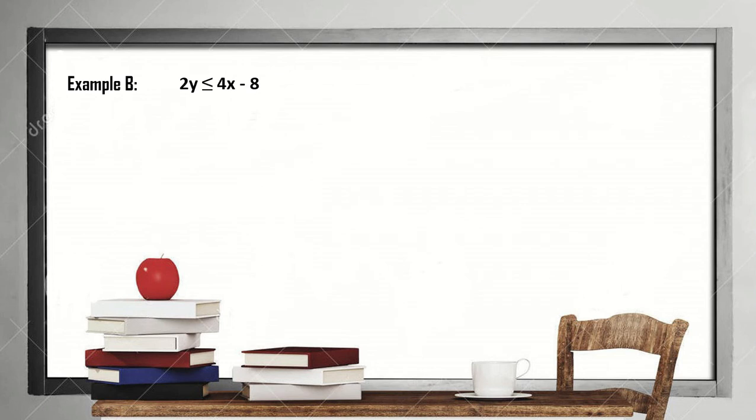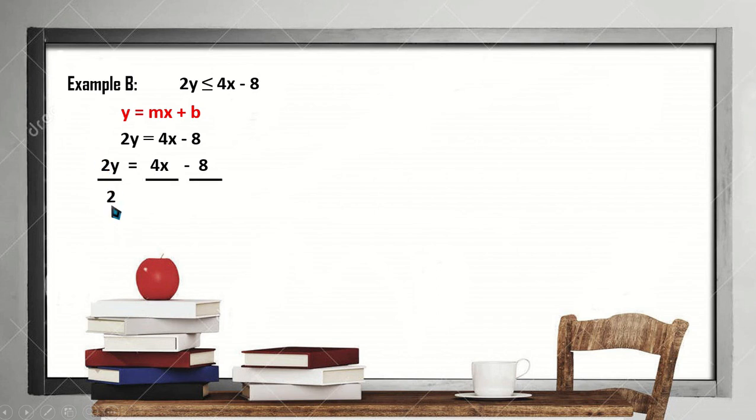Example B, we have 2y is less than or equal to 4x minus 8. So gagamitin pa rin natin si y is equal to mx plus b. So ayan. So same pa din. So we have 2y is equal to 4x minus 8, kasi nakaayos naman na siya. Okay? So gagawin natin, divide natin both sides by 2 para ma-cancel to. So 2 and 2, cancel, we have y is equal to 4 divided by 2, we have 2x. Negative 8 divided by 2, we have negative 4.